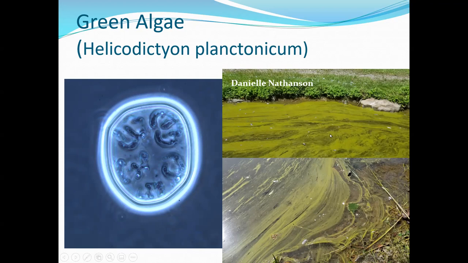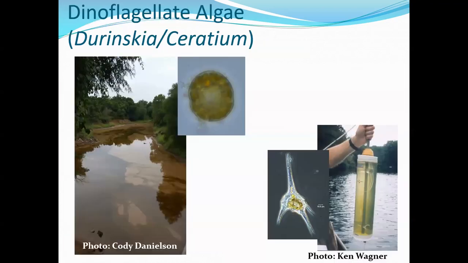But again, when you look through it, the underneath water is very clear. And generally, not always, but generally when you have a cyanobacteria bloom, the water underneath is going to be somewhat cloudy as well. And this is Durinskia and Ceratium, you know, both dinoflagellates. This was in a river in Oklahoma. This is the other thing to kind of look for.